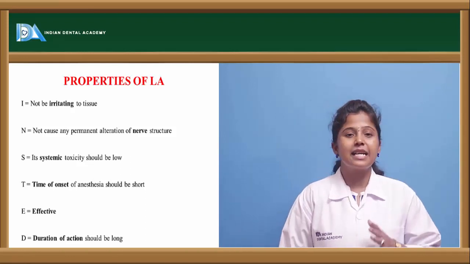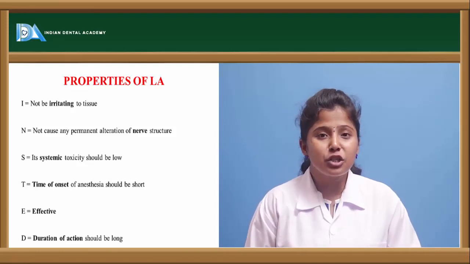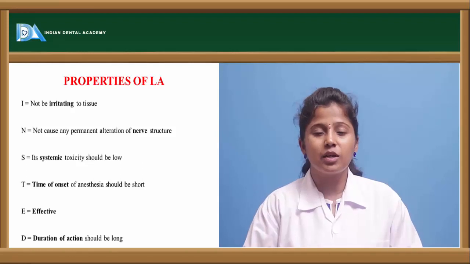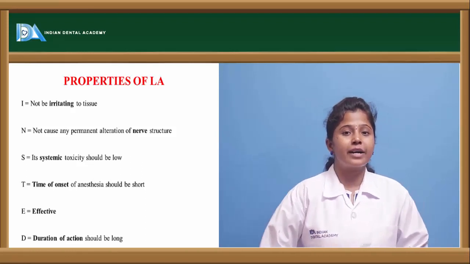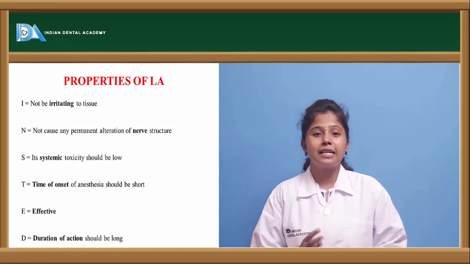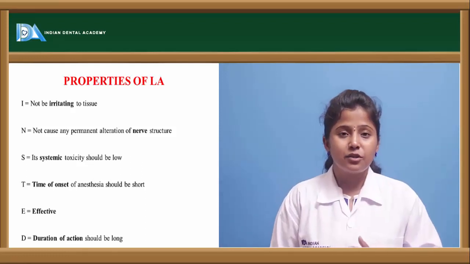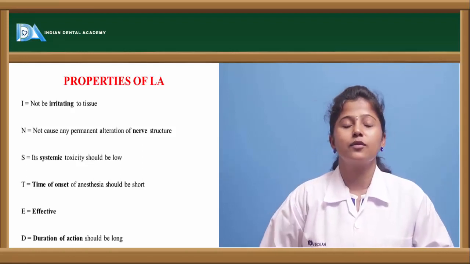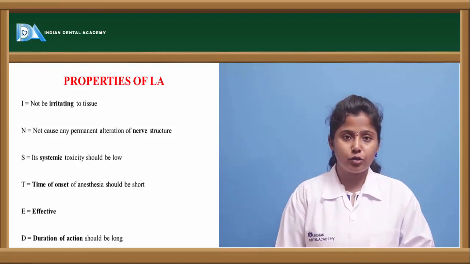And the other one is T. The time of onset of its action should be fast. Once we administer the local anesthetic, it should show its effect. The delayed onset of action should not be the characteristic property of a local anesthetic. The other one is effective. It should be effective once we apply. If it's not effective, then it's of no use to give local anesthetics. The other one is duration of action should be long.